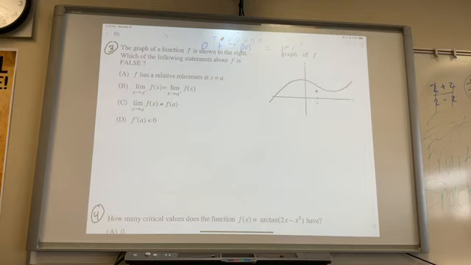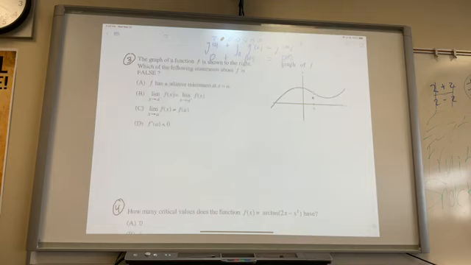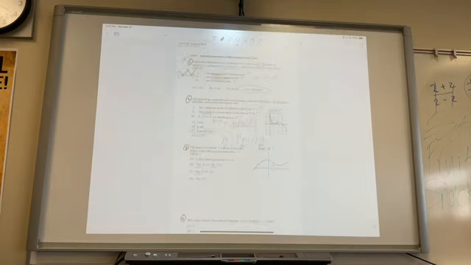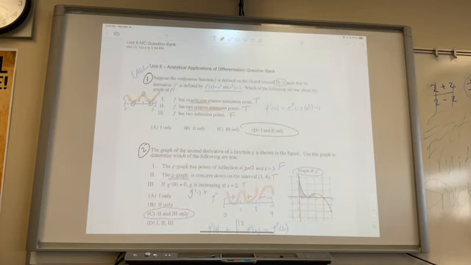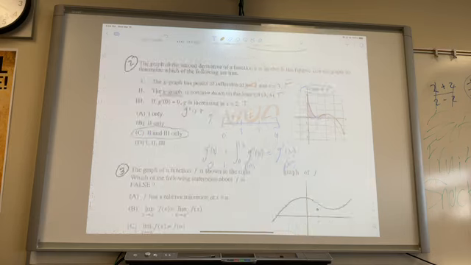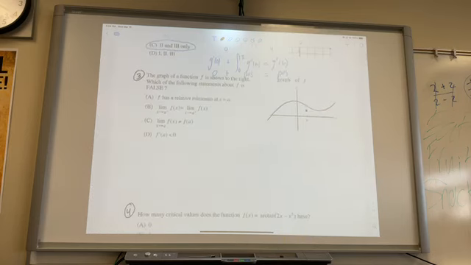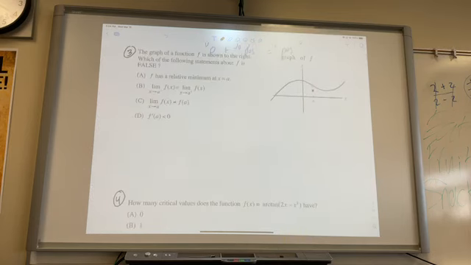The graph of a function is shown to the right. Do you guys notice that, again, these are all old AP questions. The first one gave me an equation for a derivative. The second one gave me a graph of a second derivative. Now it's giving me a graph of a regular function. So it's all over the place. They might give you graphs, equations, tables, and it might be for f, f prime, or f double prime. So you always have to check. Okay, let's look for false.